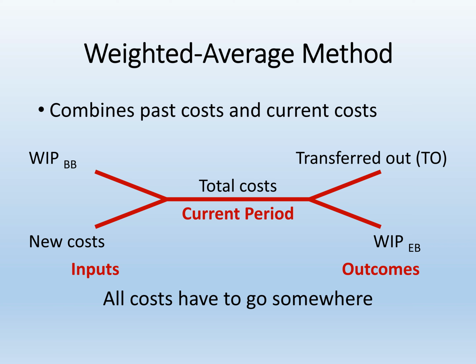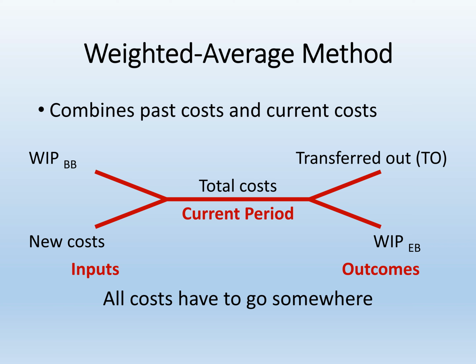The problem with the weighted average method is that it combines the old costs with the new costs. So the units that are transferred out contain old costs and new costs, but so do the units that are in the work in process ending balance. This is not good storytelling because chances are that when workers come in on the first day of the new period, they finish the partially completed units that are in the work in process beginning balance before they start new units.